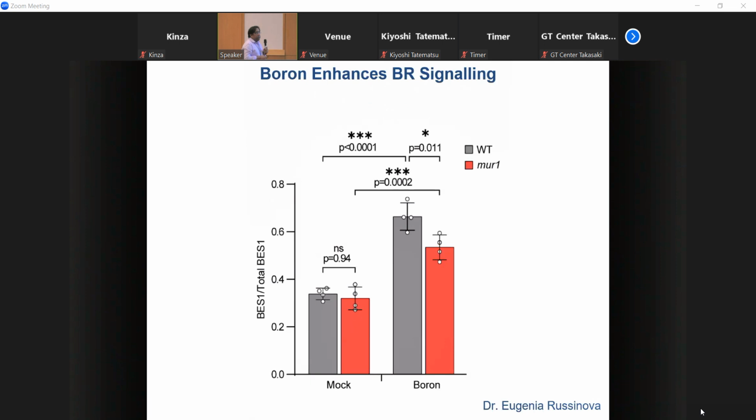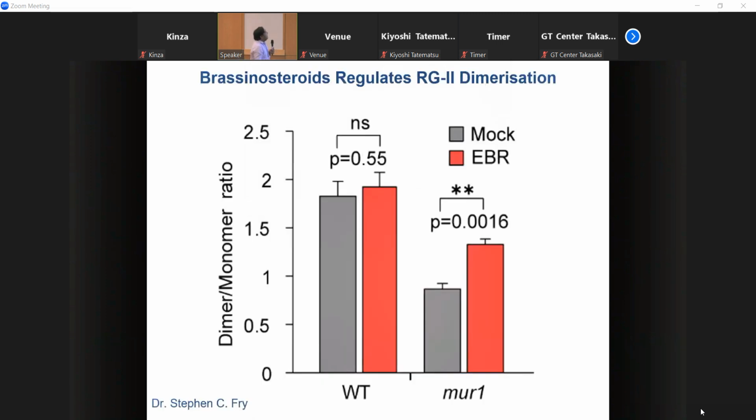So as I said, BES1, when it is phosphorylated, the ratio of phosphorylated to total BES1 is the readout of brassinosteroid signaling. When the ratio is more, it is a weak signaling. And when the ratio of phosphorylated to total BES1 is less, it is an active, strong signaling. So you can see that in the presence of boron, it increased. So boron enhances BR signaling. And with the help of Dr. Stephen C. Fry, we found out that brassinosteroids regulate RG-II dimerization. When you provide the brassinosteroid, it also enhances the RG-II dimerization.